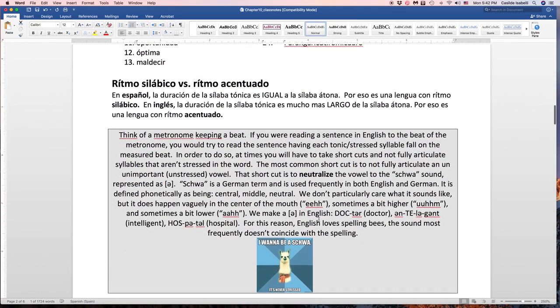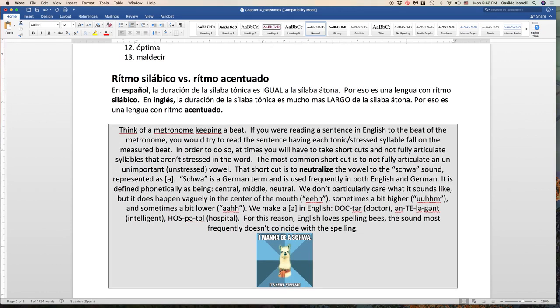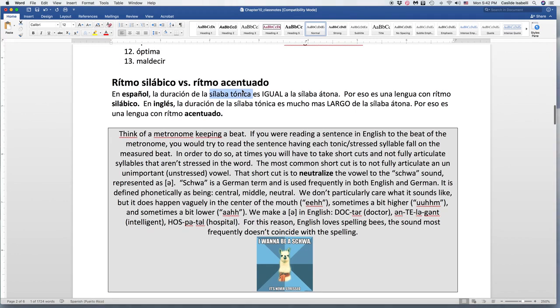Why is this important now? Because we have to talk about rhythm. Rhythm has everything to do with where the tonic syllable is. You can read this all. I'm going to read it to you. In Spanish, each stressed syllable takes equal time as a non-stressed syllable. And I like to say for this reason that whether it's a stressed or unstressed syllable, the syllables are treated exactly the same. Equal opportunity syllables in Spanish.